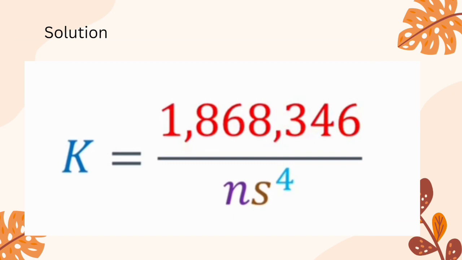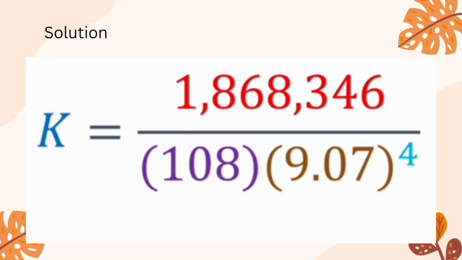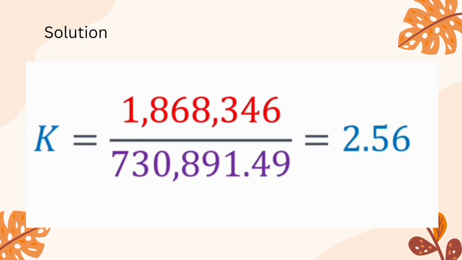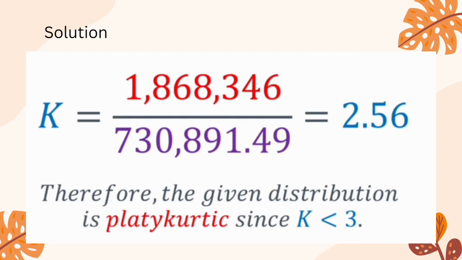Since we already solved for the summation of the frequency times the fourth power of the deviation, we'll just place it in our numerator. Then for our denominator, our n will be the number of samples, so that will be 108, and the standard deviation is 9.07 to the fourth power. So let's simplify it and we'll get 730,891.49. Remember, you have to do the exponent first. Now let's calculate it and we'll get an answer of 2.56. Therefore, the given distribution is platykurtic since the measure of kurtosis is less than 3.